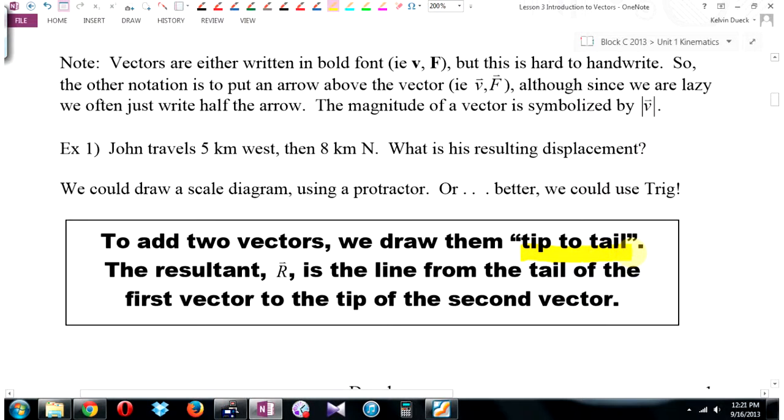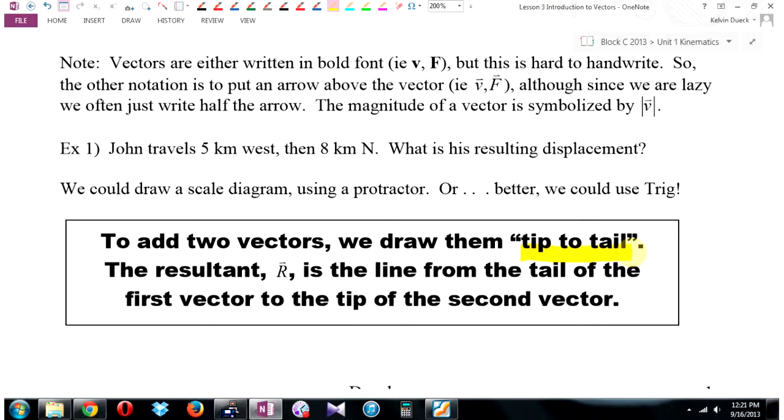How do we add 2 vectors, Jacob? Draw them tip to tail. Alex, how do we add 2 vectors? Draw them tip to tail. Do you know how to add 2 vectors by any chance, Clifford? Tip to tail. Draw them tip to tail.